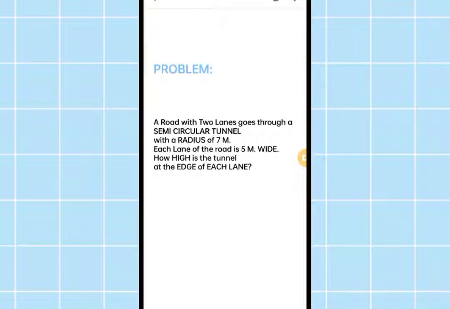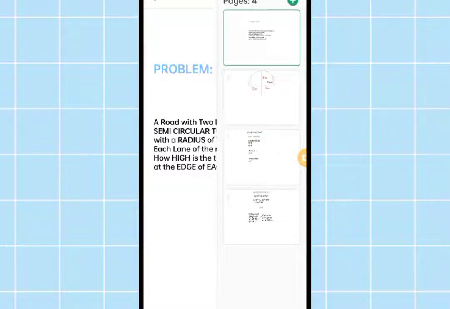Today we will solve a problem involving a circle. The problem is: a road with two lanes goes through a semicircular tunnel with a radius of 7 meters. Each lane of the road is 7 meters wide. How high is the tunnel at the edge of each lane? That's what we are going to solve.